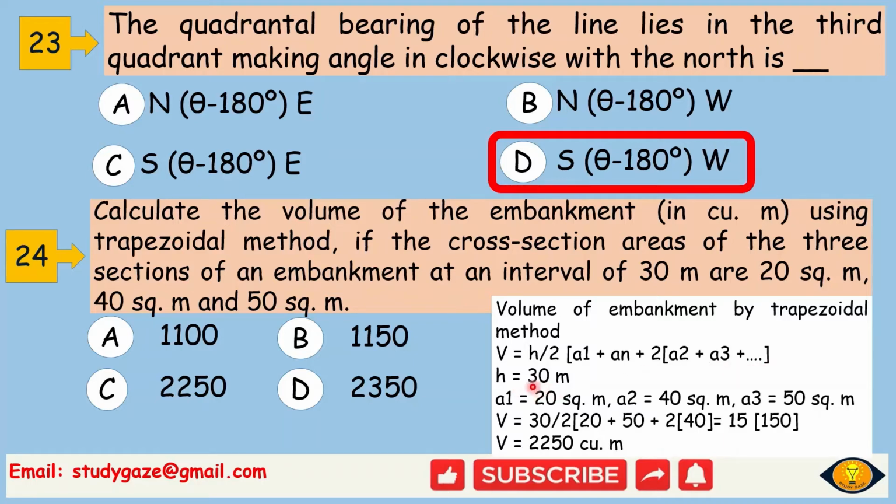h is 30 meters given, interval is given, and a1, a2 and a3 are also given. So you put all these in this formula. V equal to 30 by 2, 20 plus 50 plus 2 into 40. So the answer will be 2250 meter cube.